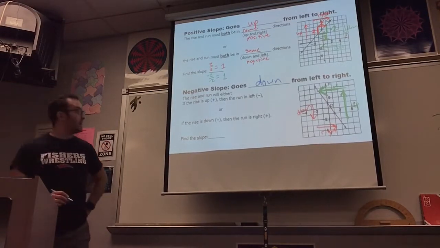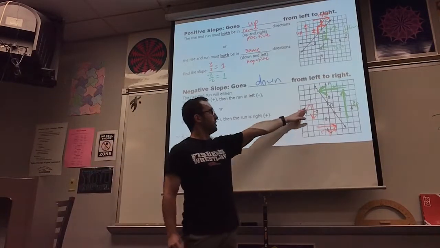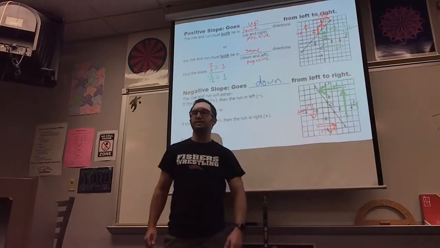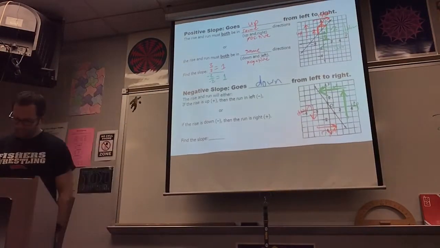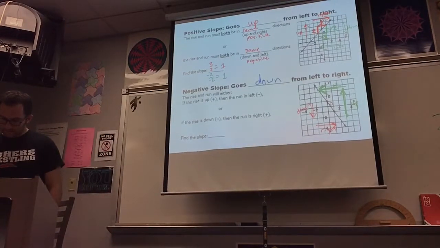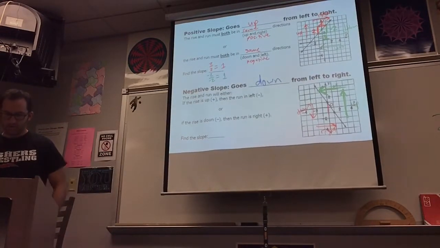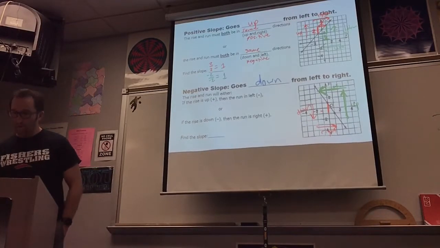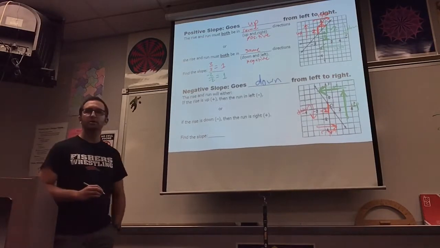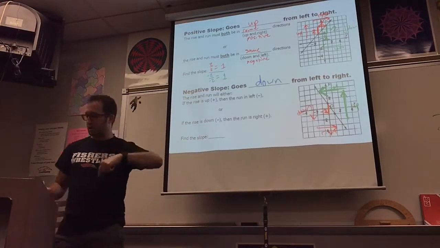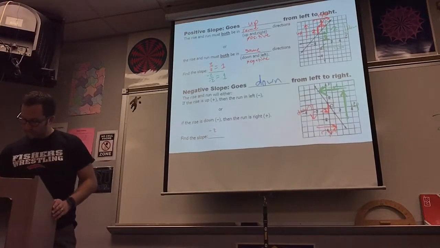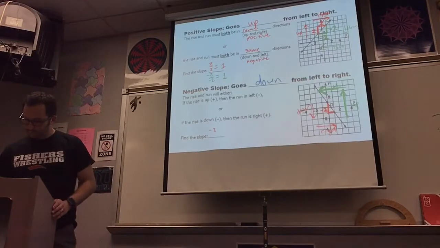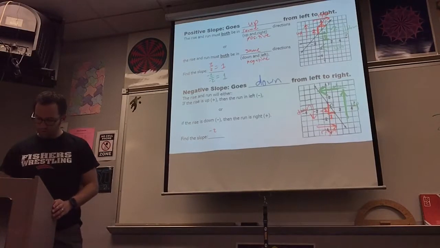Let's look at the red writing first. If the rise goes down and then to the right, that's typically how I do it. So if I'm going down here, what's my rise? Negative 2. Why is it negative 2? Because I drew down, right? Negative 2. And then my run? Positive 1, because I'm going to the right.